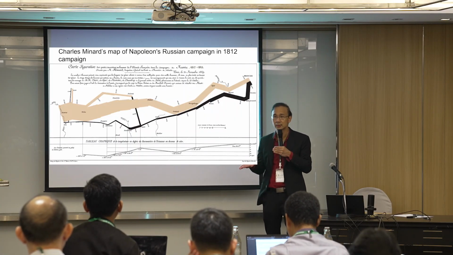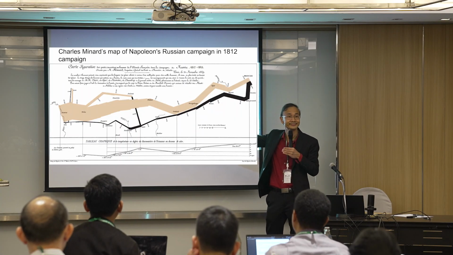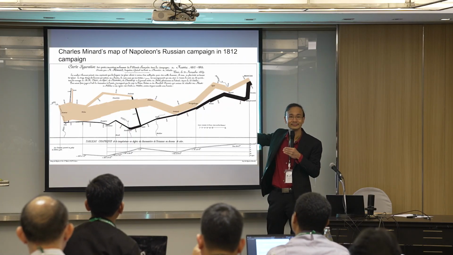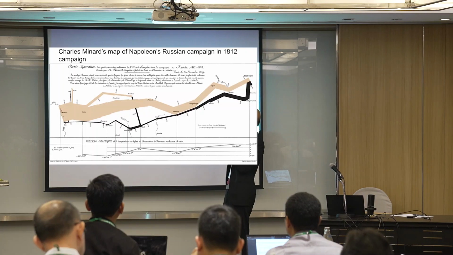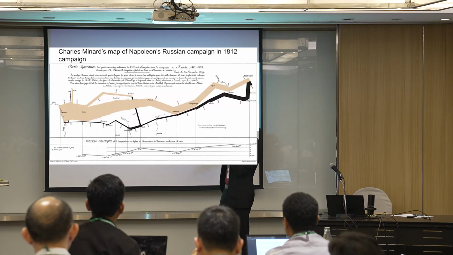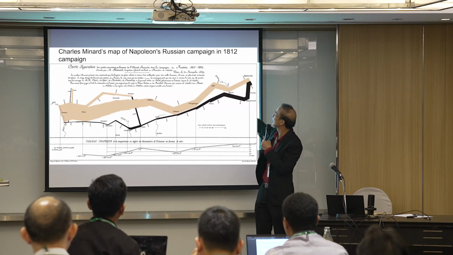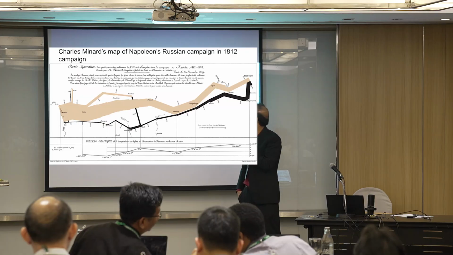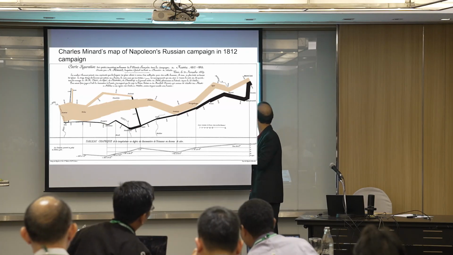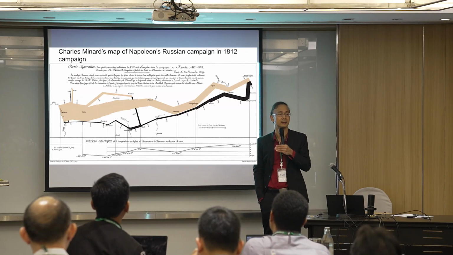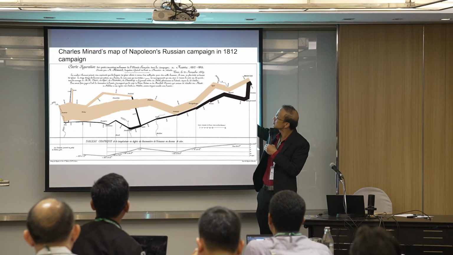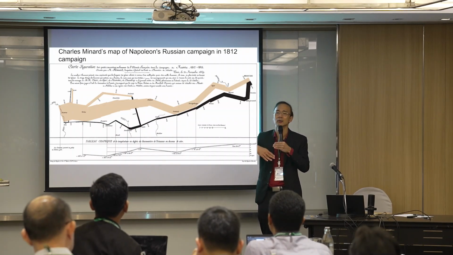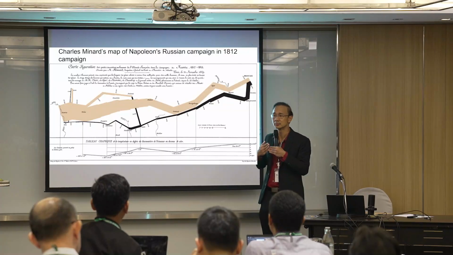Right, and this is an example of how visualization is used to tell a story. Has anyone seen this before? This is the map presented by Charles Minard, which is about how Napoleon attacked Russia in the early 1800s and then lost. So they try to use this picture to tell the story, okay?